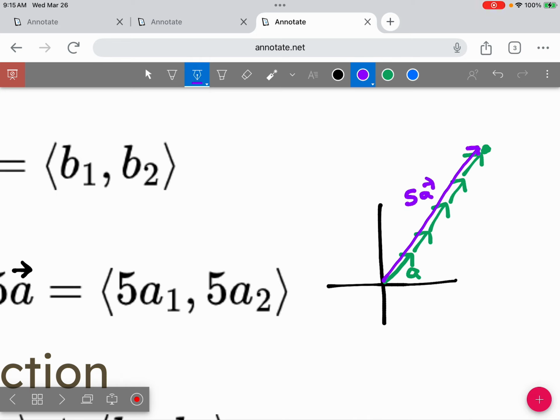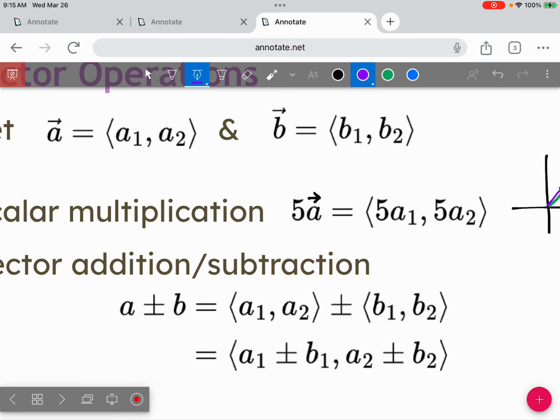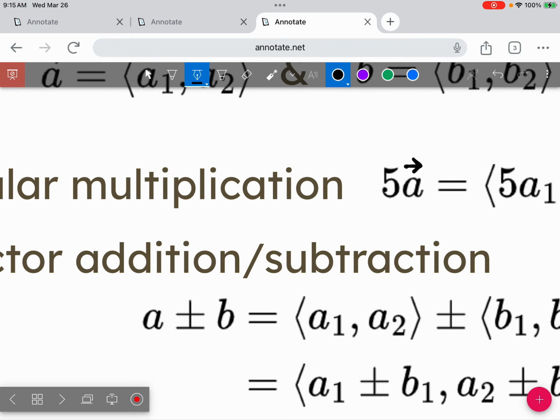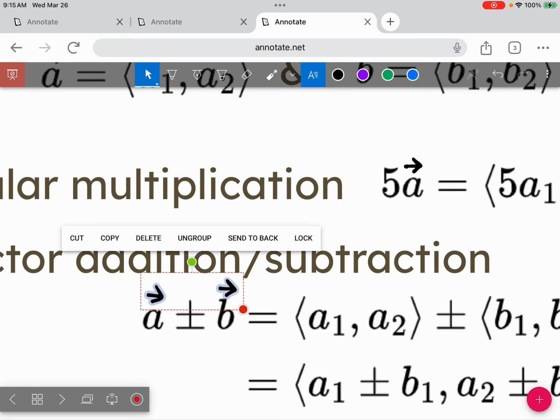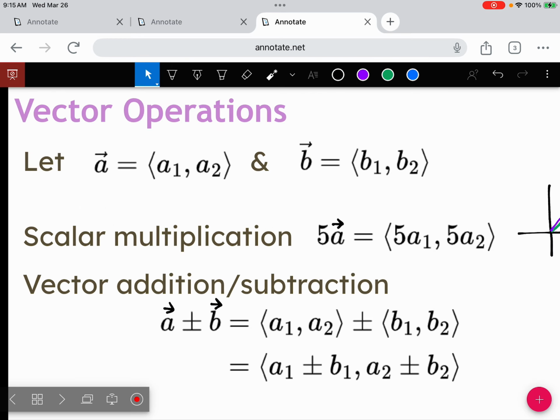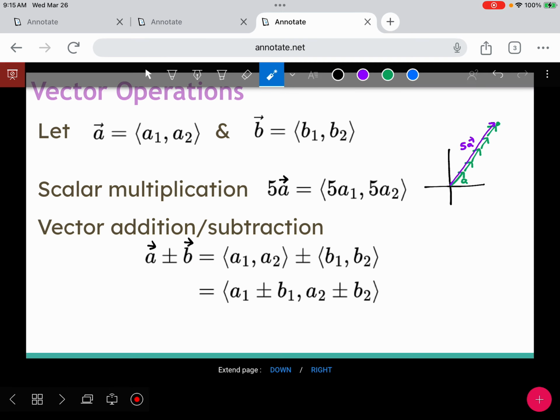And vector addition and subtraction, if I'm taking, again, these should have little arrows over them. I don't know why the arrows didn't come in. Vector A plus vector B, or vector A minus vector B. We take the x values and add them together, and we take the y values and we add them together, or subtract them, depending on our operation.